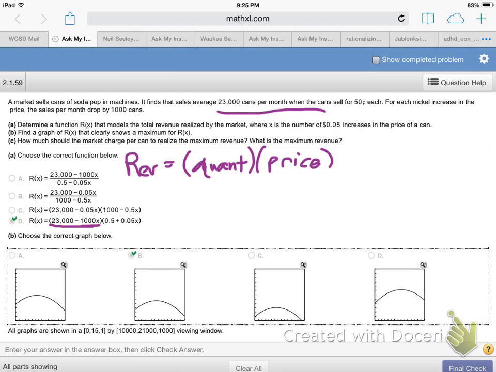That X happens to be the nickel price increase. And if you look back up here, it says it in part A: X is the number of 5% increases in the price of a can. So that's how many you'd sell, depending on how many price increases you put in there. The next one is the price that you actually sell. You start at 50 cents. That's what we charge, 50 cents a can, unless you do these nickel price increases. You start throwing those in the mix.